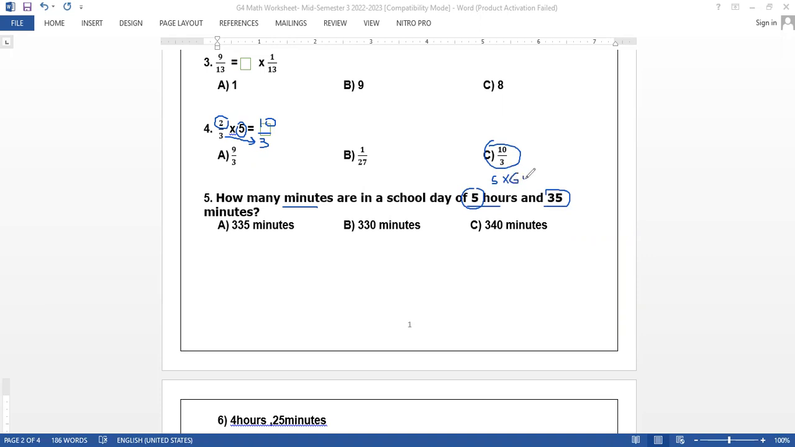How do I multiply 5 by 60, my dear students? 5 multiply 6 equals 30, as you know. And we bring the 0. It becomes 300. And we already have 35 minutes. So we have 335. So the answer is A.